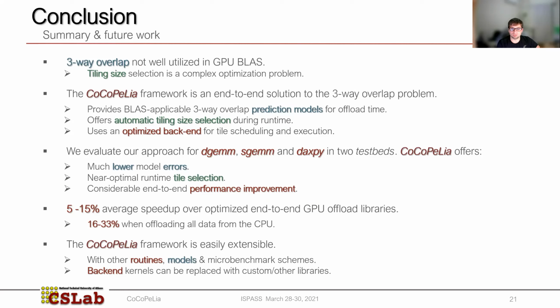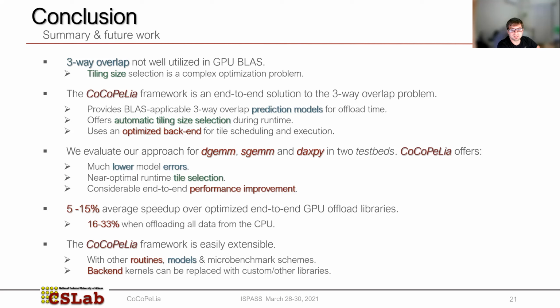Summarizing, three-way overlap is not well utilized in GPU BLAS, since tile size selection is a complex optimization problem. To this end, we propose CoCoPeLia, an end-to-end framework which provides BLAS applicable three-way overlap prediction models for offload time, offers automatic tiling size selection during runtime, and uses an optimized backend for tile scheduling and execution. We evaluate this framework, CoCoPeLia, for dgemm, sgemm, and daxpy in two testbeds, demonstrating much lower model error than previous models, near optimal runtime tile selection, and considerable end-to-end performance improvement.